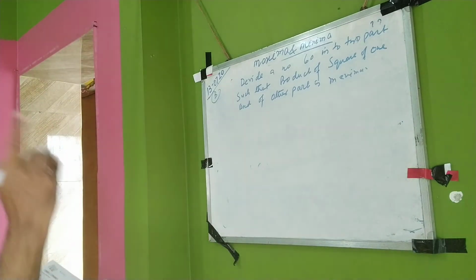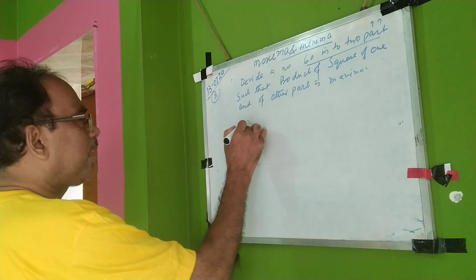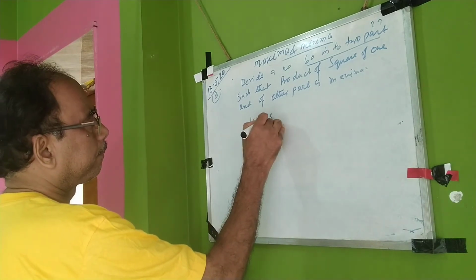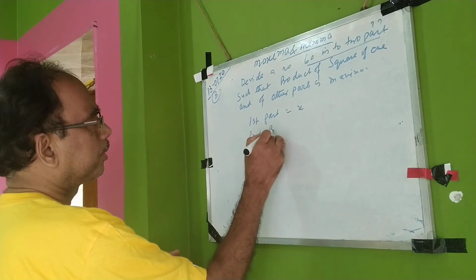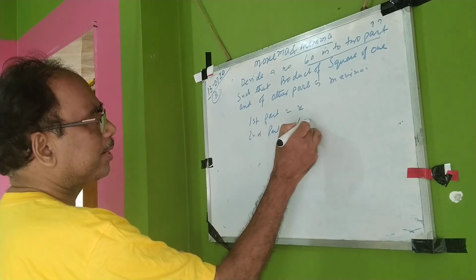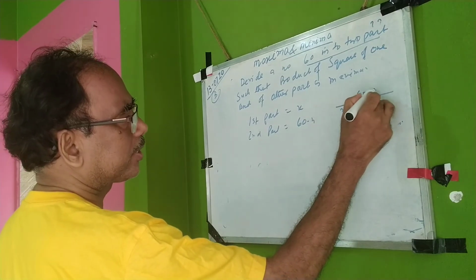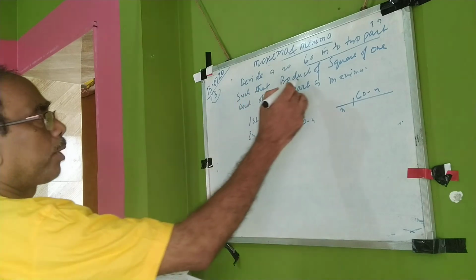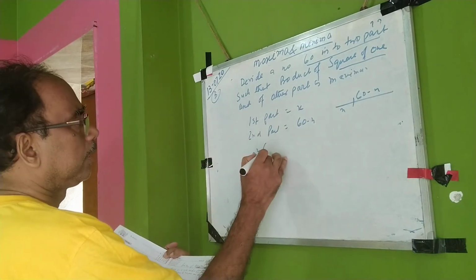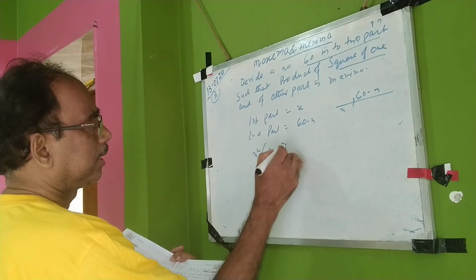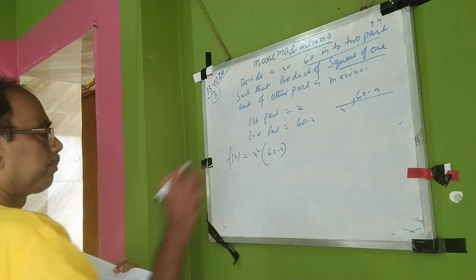So here you have 60. You have to divide 60 into two parts. Let the first part equal x and the second part equal 60 minus x. First part x, second part 60 minus x. Here the product of the square of one part, that is x square into 60 minus x, is maximum. So here fx equals the product of this.